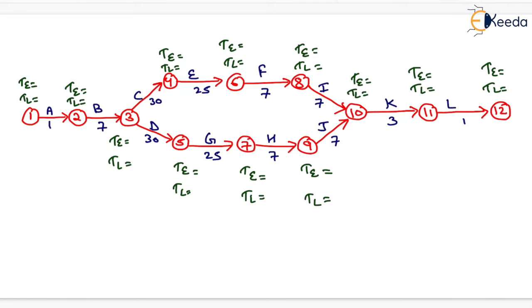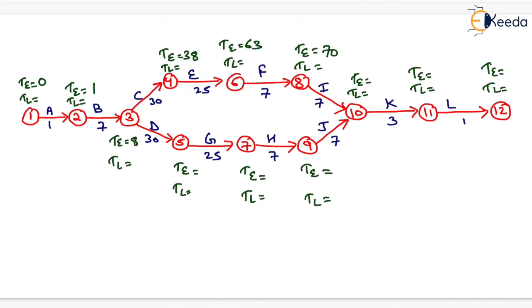So for event 1 the value of TE will be equal to 0, so we will write here 0. Now for event 2 it will be equal to 0 plus 1, so it will be equal to 1. Similarly for event 3 it will be equal to 1 plus 7, that is 8, so we will write here 8. Now for event 4 it will be equal to 8 plus 30, that will be equal to 38. For event 6 it will be equal to 38 plus 25, which will be equal to 63, so we will write here 63. Similarly for event 8 it will be equal to 63 plus 7, that will be equal to 70, so we will write here 70.